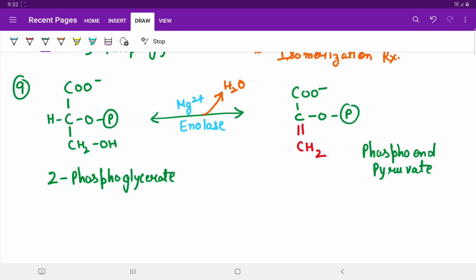This enzyme requires magnesium or manganese and is inhibited by fluoride ion. So the inhibitor for this is fluoride. In the presence of fluoride ions, this reaction is inhibited. For blood glucose estimation, fluoride is added to the blood to prevent glycolysis by the cells, so that blood glucose is correctly estimated.